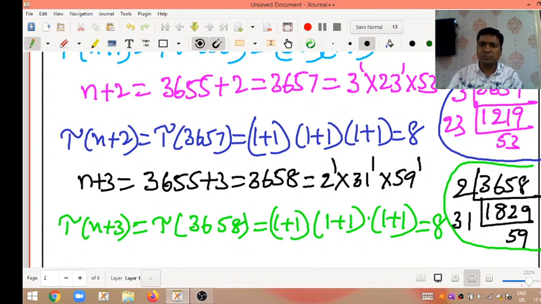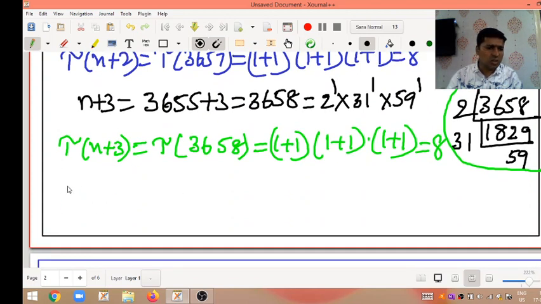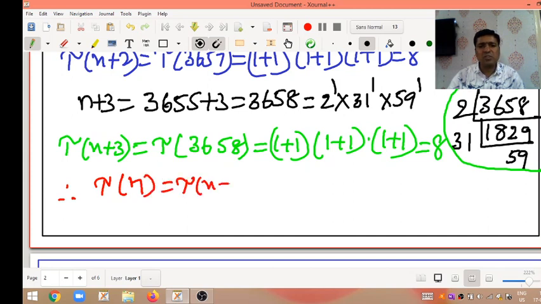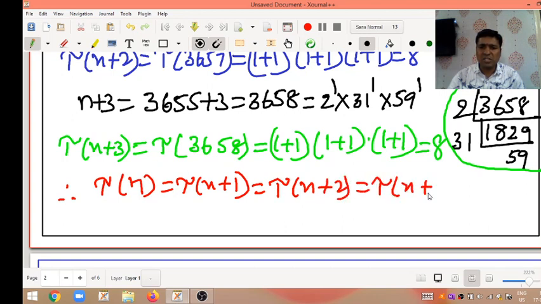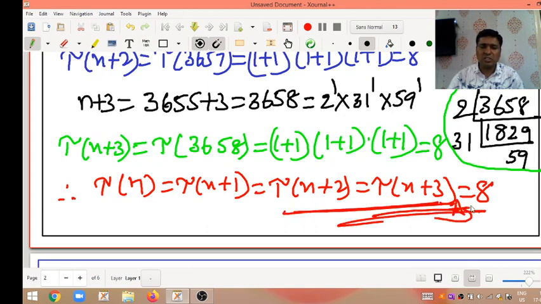So therefore, this conclusion is what, my dear students? d(n) = d(n+1) = d(n+2) = d(n+3), and this value is equal to 8. So through the 8, these three are equal. So this is question one. I hope you all understood.